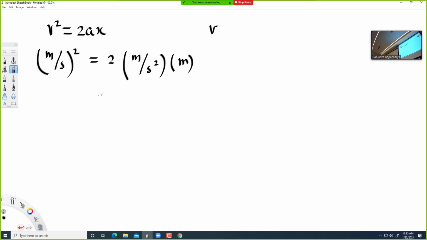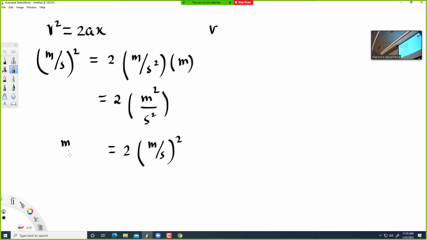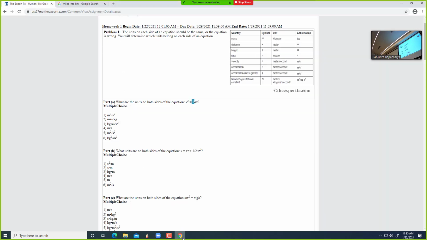And see if the units are same on left and right. So meter and meter is meter squared, second squared. So you can write that as 2 meter per second squared. So that means the unit on the left is same as the unit on the right, so it's consistent. So that's what you need to do for all the questions on this one.